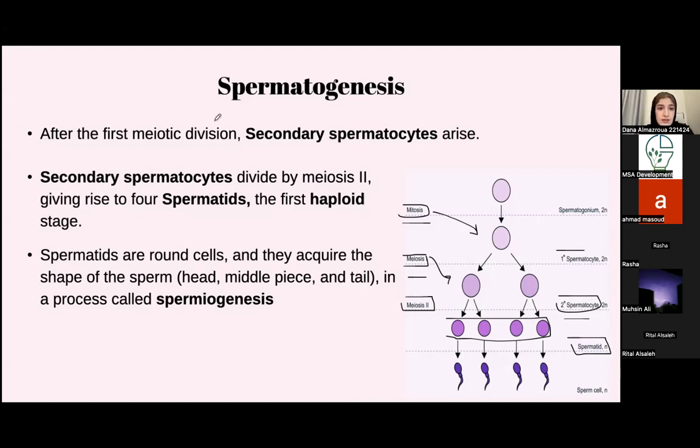Okay? Someone is asking me why aren't the secondary spermatocytes haploid? I knew someone would ask this question. Honestly, again, it's just a picture that I took from Google. It should be haploid, because it's 23 chromosomes. So it is a haploid cell. So just ignore the picture. It's not specific, okay?